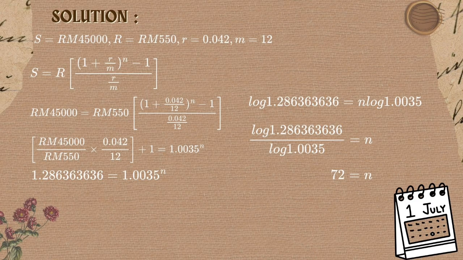From this question, we know that we need to use the formula S equals R, open bracket, (1 plus i) in parentheses power of n minus 1 divided by i, close bracket. i is equal to R divided by M. Then substitute the information we get into the formula. S equals Rm 45,000, R equals Rm 515, R equals 0.042 and M equals 12. To find the power of n, because the term of time, which is month or year, isn't given, we need to apply a log in our calculation. Then the answer for the power of n is 72.